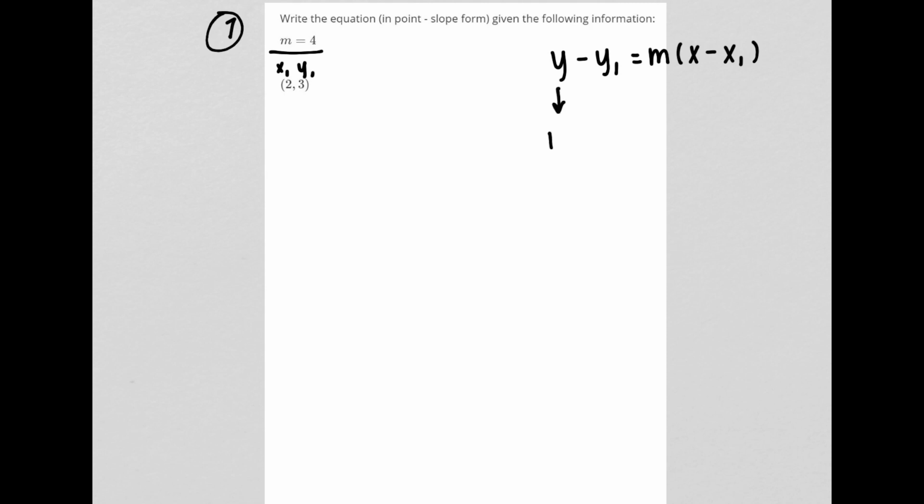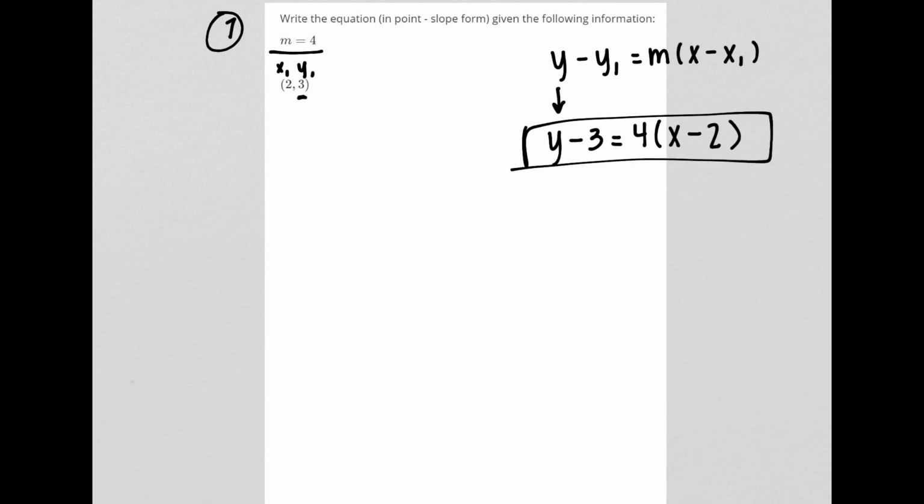Nothing changes with this y. We leave it the same. Minus our y1 comes from the point, and it's 3. It's equal to the m we're given, which was 4, times x minus x1, which is 2 in that point, and you leave it just like this. Don't do anything else with it.